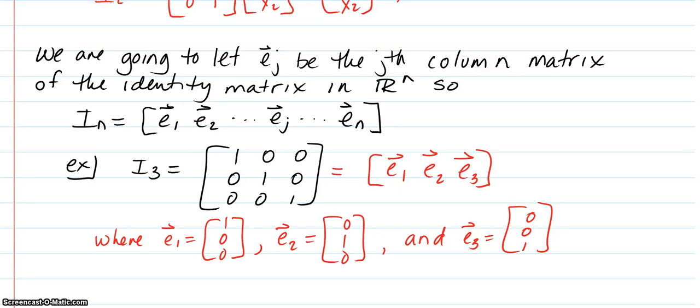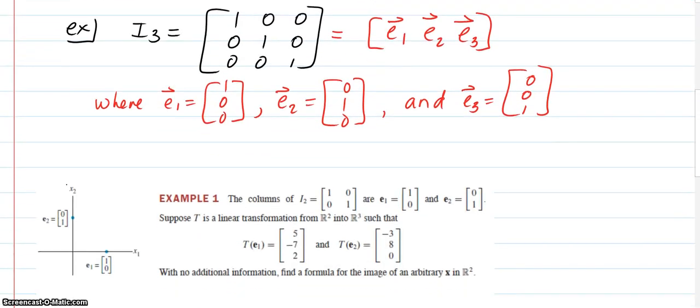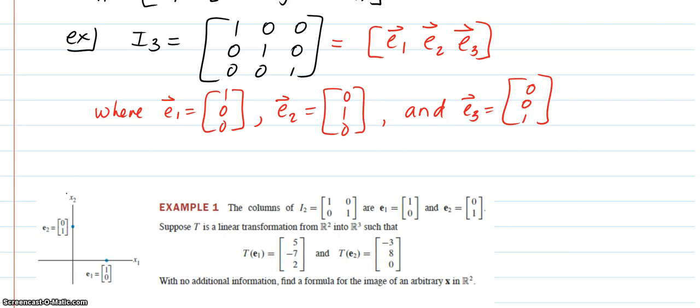So let's do that using our next example, example 1. So I2, we know, is 1, 0, 0, 1. E1 is going to be 1, 0. E2 is going to be 0, 1. Suppose T is a linear transformation from R2 to R3. We have, because E1 is in R2 and this is in R3, with no additional information, find a formula for that image. So we're going to find that formula. We're actually going to find the A.